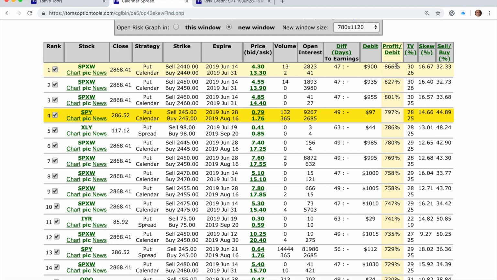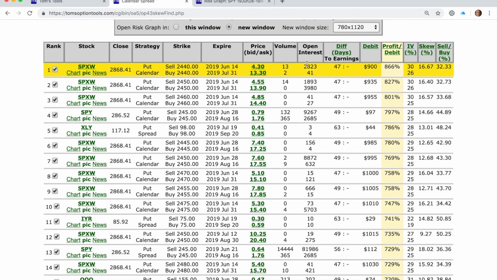That's return on investment. So you have the stock or the symbol, you got the closing price, the strategy, the strikes. We're selling and buying at the same strike, but different months. We're selling a short-term month, and we're buying a longer-term month. So you can see there on this first one, we're selling a June option and we're buying the July option. Strike prices are the same.